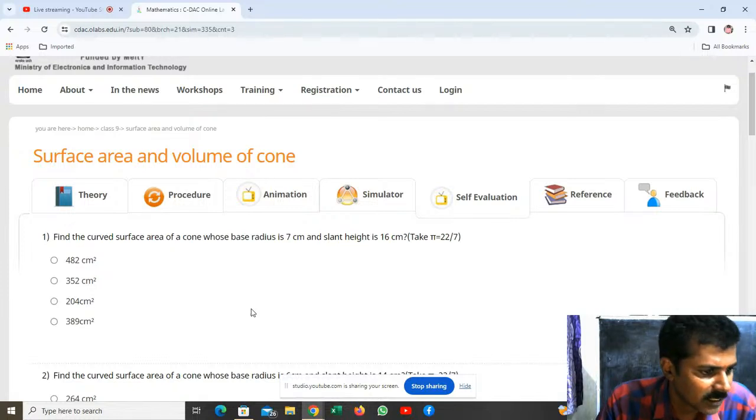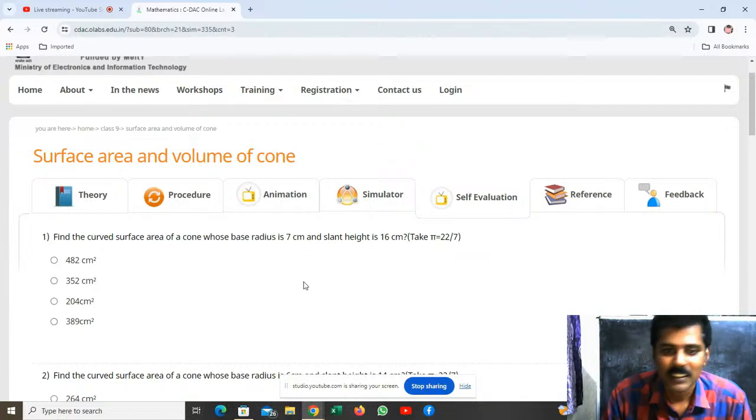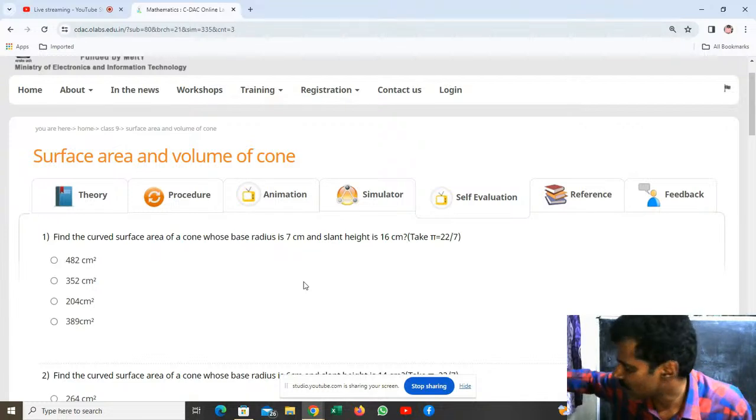Ravi is saying the answer, he is trying. Yeah, radius r is equal to 7, l equals 16, pi you have to take as 22 by 7. So Ravi's answer is 204 centimeter square. Is it right? Can anybody say? Yeah, it's absolutely right. So how can you say that once you observe?